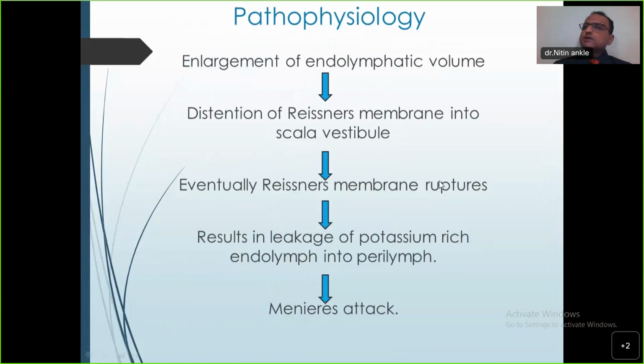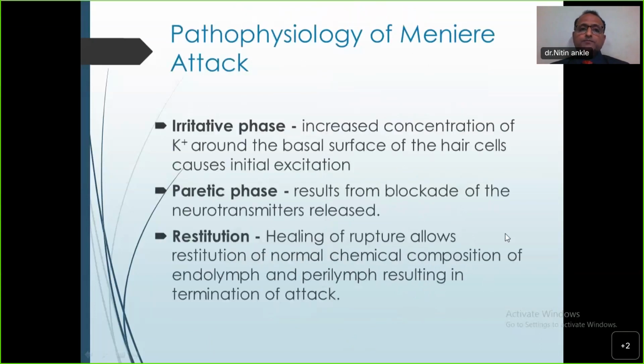Now continuing with the pathophysiology. The enlargement of the endolymphatic volume will lead to a distension of the Reissner's membrane into the scala vestibuli. Eventually, the Reissner's membrane ruptures, and this rupture is going to cause resultant leakage of potassium-rich endolymph into the perilymph, and this is what is actually going to cause the Meniere's attack. The mixing up of the fluids, the endolymph and the perilymph, is going to cause stimulation of the neurons there, and cause the Meniere's attack.